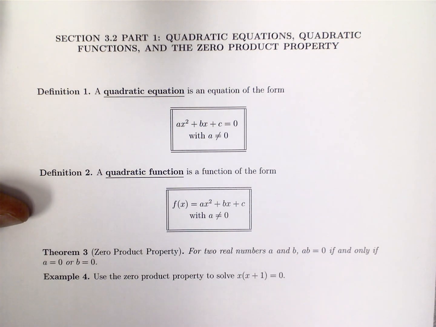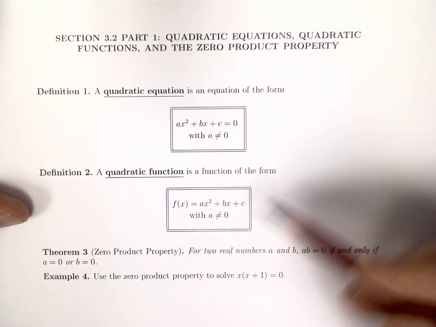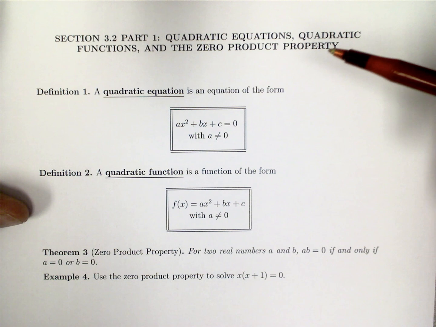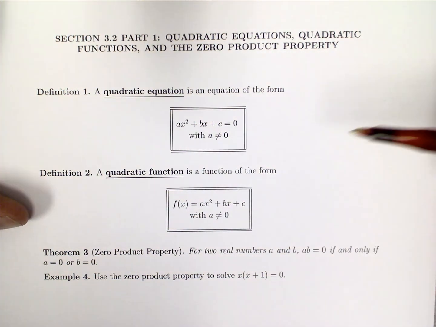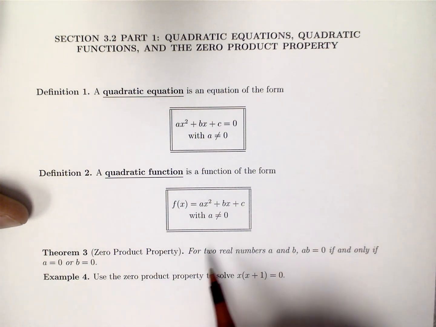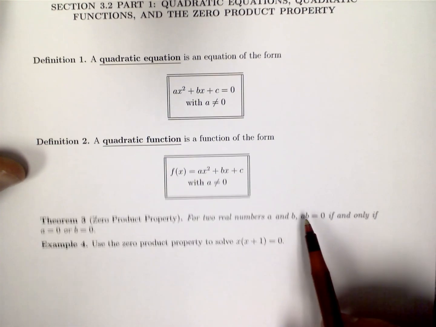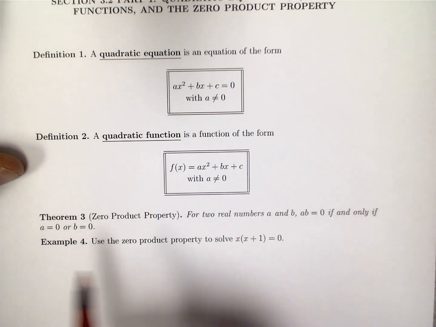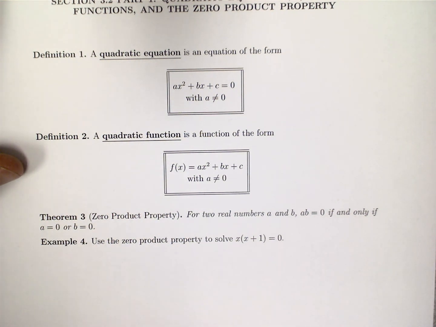So the zero product property, so why do we care about these things? Well, this defines this whole section, 3.2. And there are many ways to solve quadratic equations and deal with quadratic functions in later sections. And one of those ways is by using the zero product property. The zero product property says that if you have two numbers and they multiply to be zero, this is true if and only if at least one of them is zero.